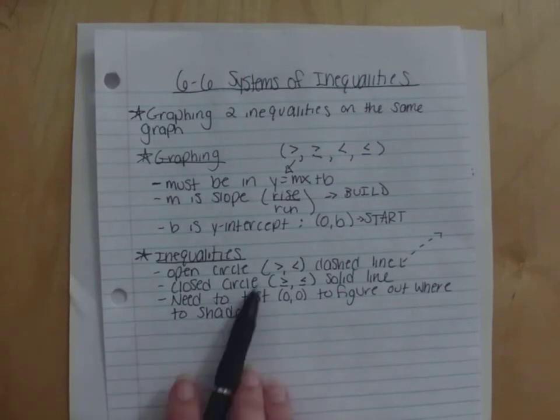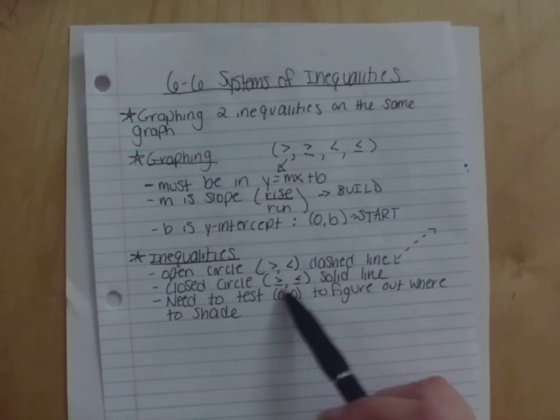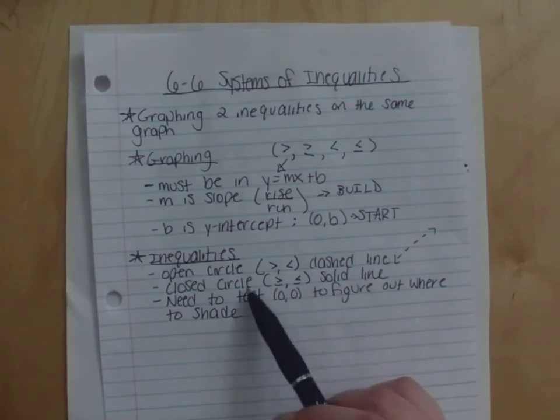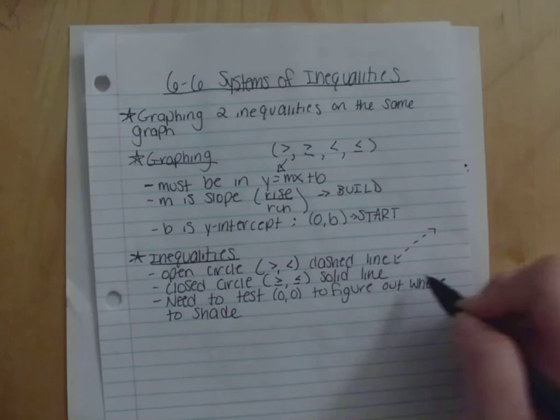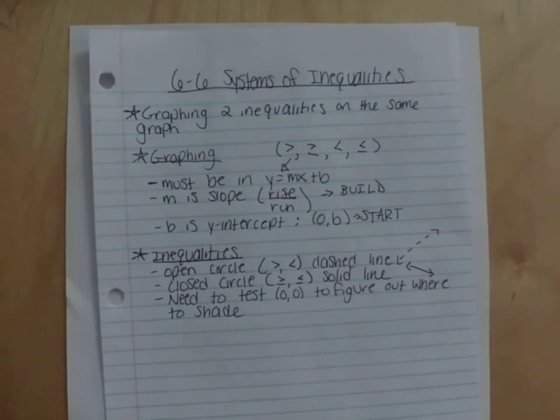But if we were talking about the number line graph and we had a closed circle, so that's greater than or equal to or less than or equal to, remember, it's got to have that equal to for it to be a closed circle. That means we would have a solid line, so the whole thing's connected between our points.